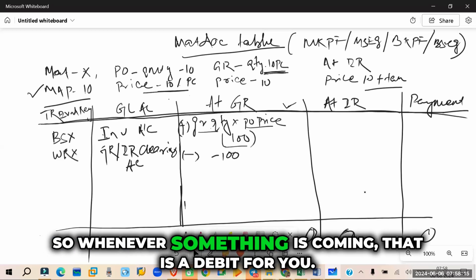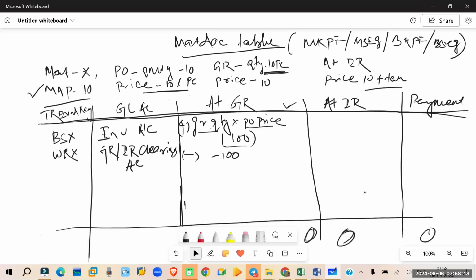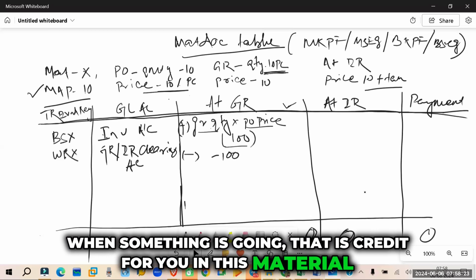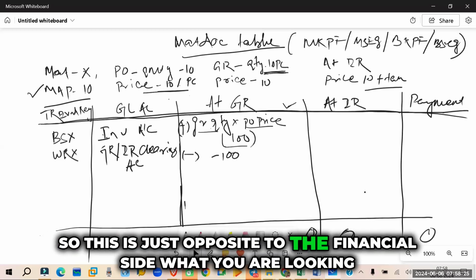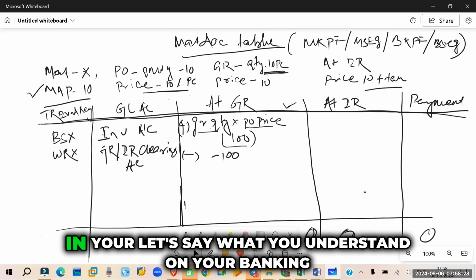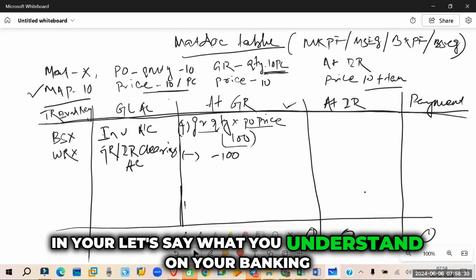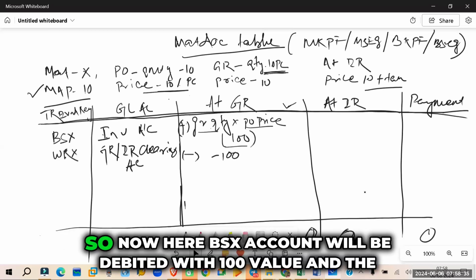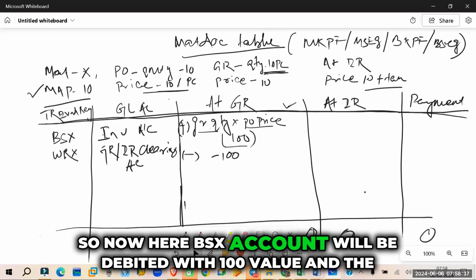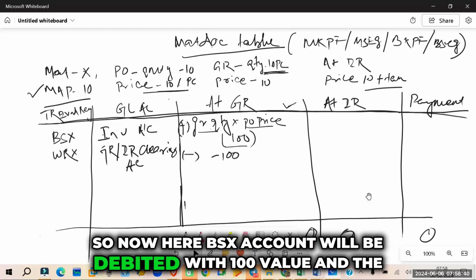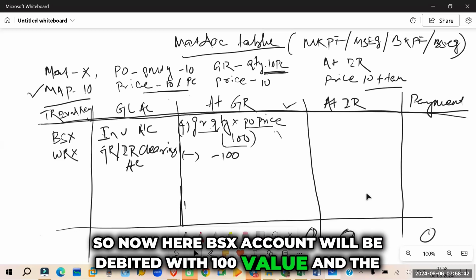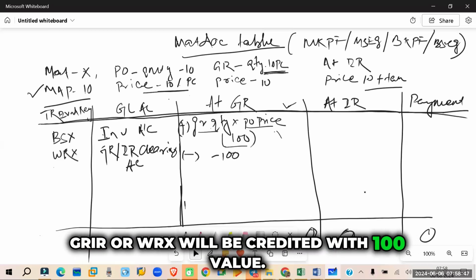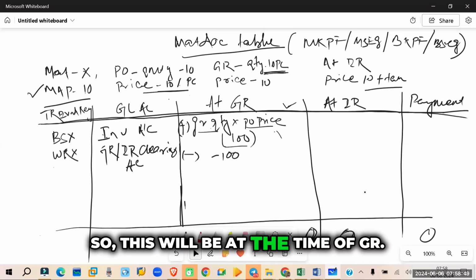So whenever something is coming, that is a debit for you. When something is going, that is a credit for you, in this material side. This is just the opposite of the financial side, what you understand from your banking perspective. Now here, the BSX account will be debited with 100 value, and the GRIR or WRX will be credited with 100 value. This will be at the time of GR.